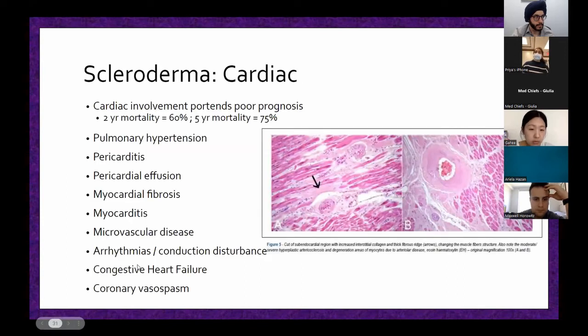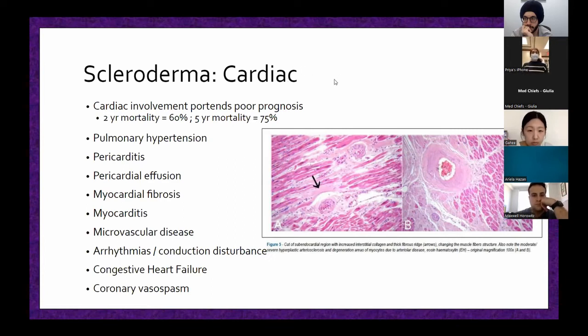What are the cardiac manifestations? So cardiac involvement portends a poor prognosis in scleroderma. The 2-year mortality is 60%, and the 5-year mortality is 75%. So 3 out of 4 of your patients with scleroderma who have cardiac involvement will not be there in 5 years. That's pretty serious. So you want to screen this early on, refer to your cardiology colleagues, and optimize these patients from the cardiac/pulmonary standpoint.